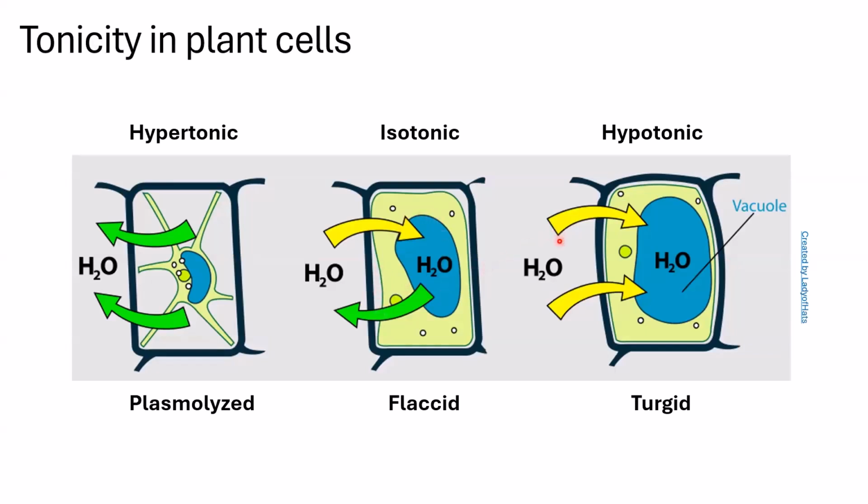When water enters in a hypotonic solution, this causes the cell to swell up. However, unlike the red blood cell, the plant cell does not burst open. Instead, it becomes turgid, which means swollen or inflated, staying intact thanks to the rigidity of the cell wall.